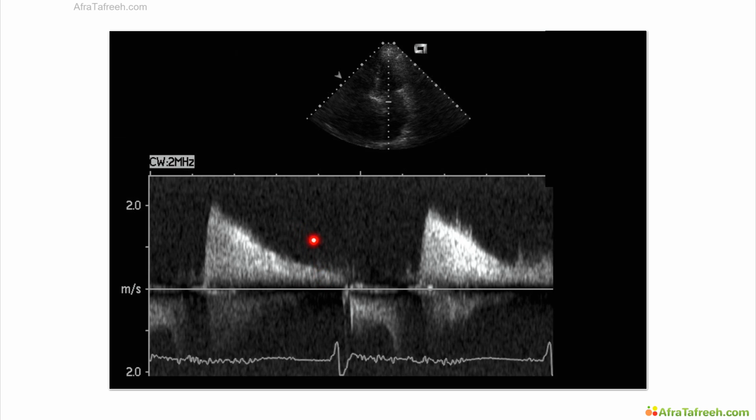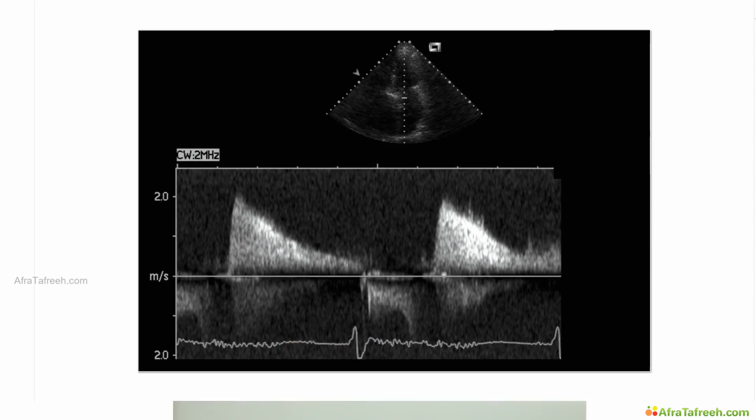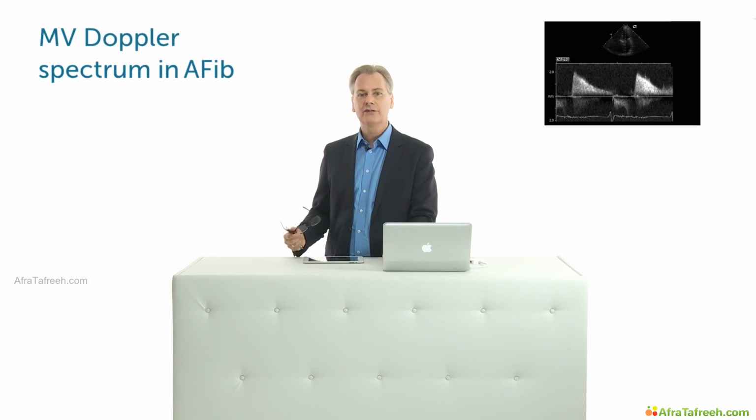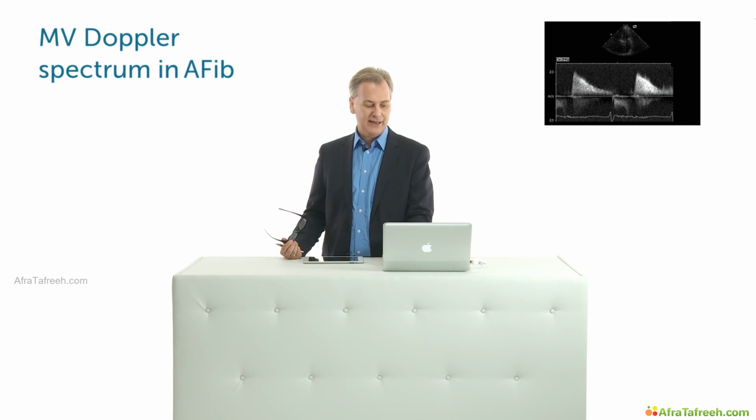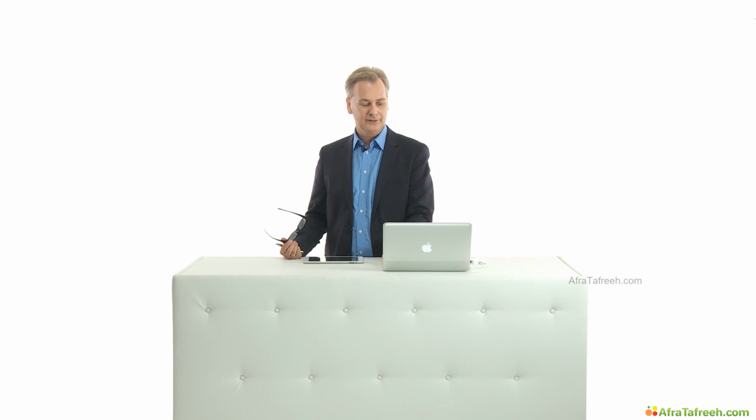The patient does not have a second wave towards the end of diastole, and the reason is clear, because this patient, as you can see in the ECG, does not have a P wave. This is atrial fibrillation. So the spectrum of mitral stenosis looks quite different in patients with sinus rhythm as opposed to atrial fibrillation. If we now record such a spectrum, we want to quantify the severity of mitral stenosis.